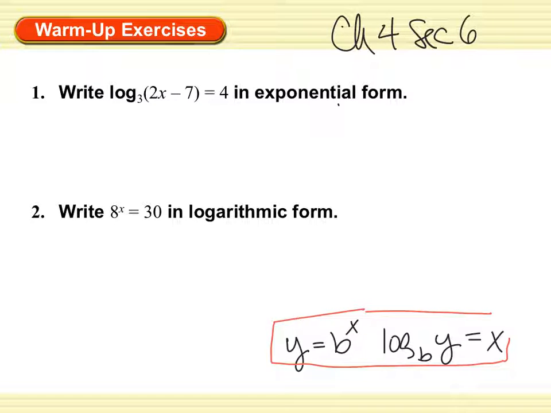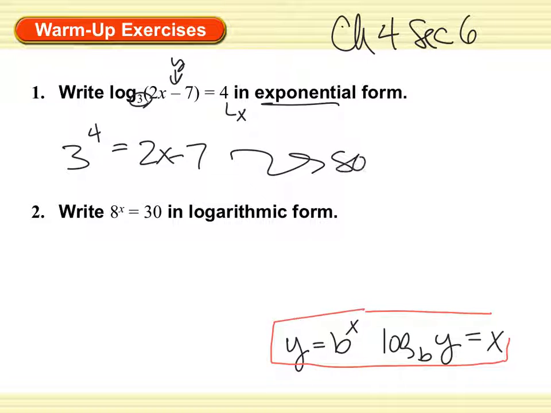Right, so let's put this in exponential form. So there's my base, and this is my y, and here's my x. So we have 3 to the 4th equals 2x minus 7. Okay, now in this lesson, we are going to learn how to solve this, which isn't too bad.